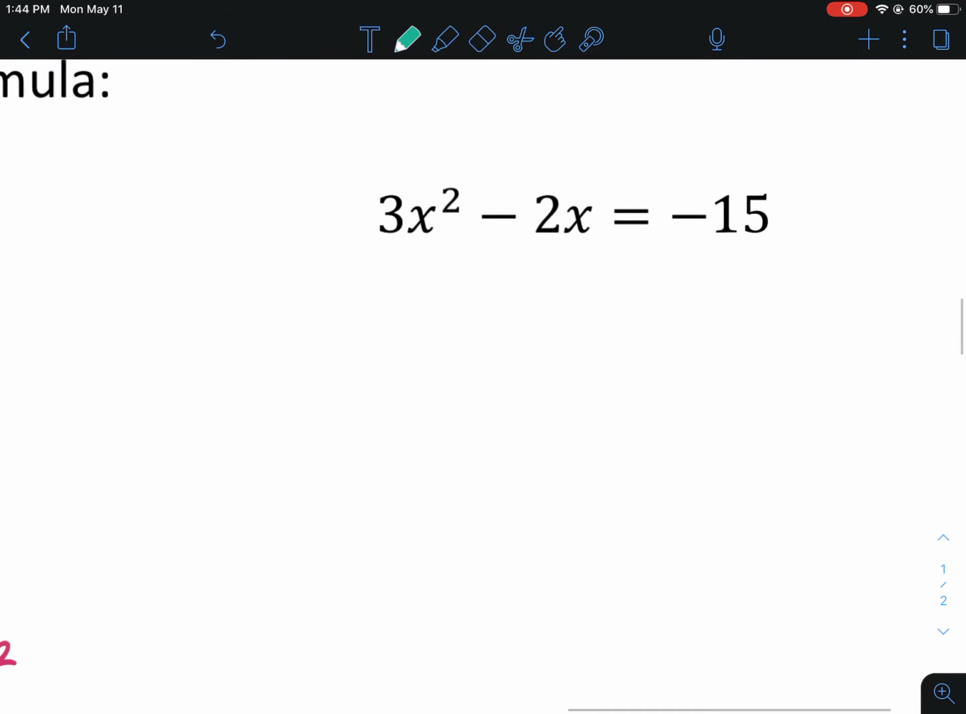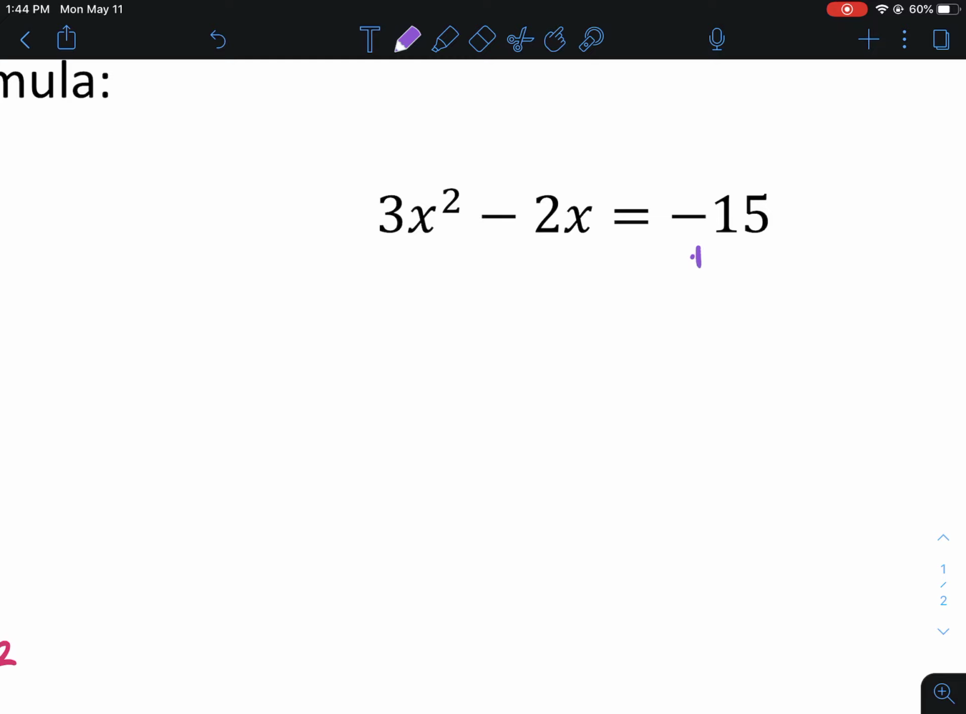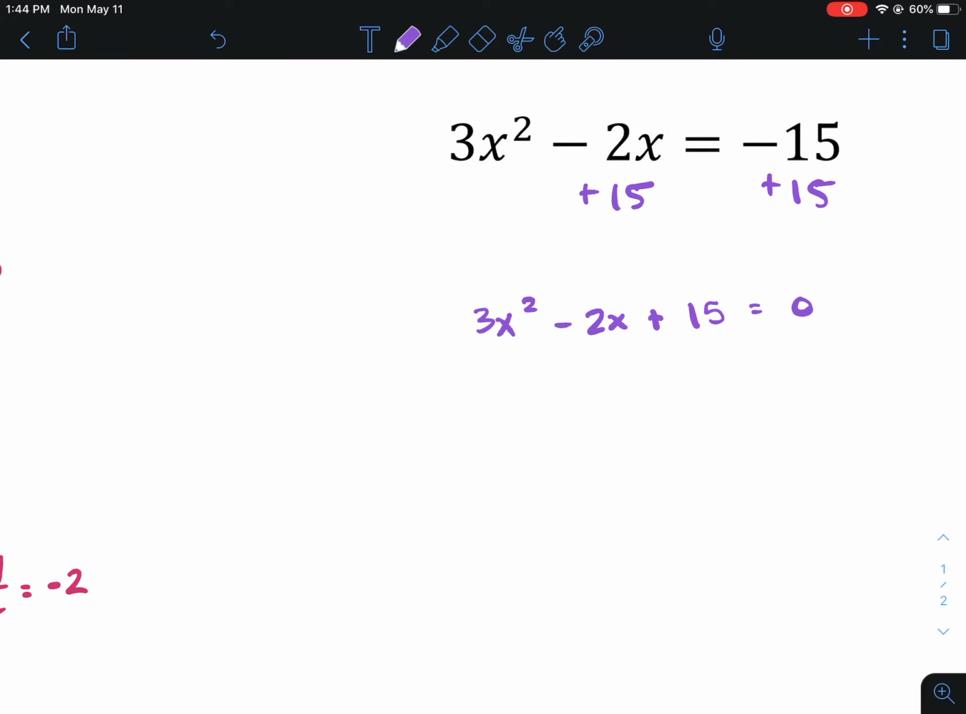Alrighty, let's look at this last one. So we're going to get this in standard form again. So I'm going to add that 15 because you want it to be equal to 0, because that's what a solution is, right? When it's equal to 0. So 3x squared minus 2x plus 15 is equal to 0. So in this case, a is 3, b is negative 2, c is 15.